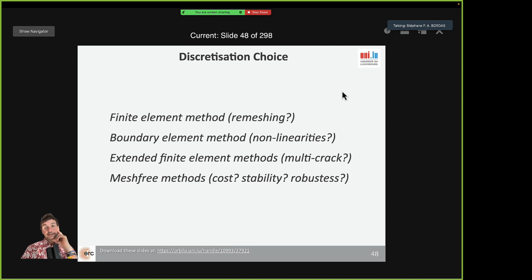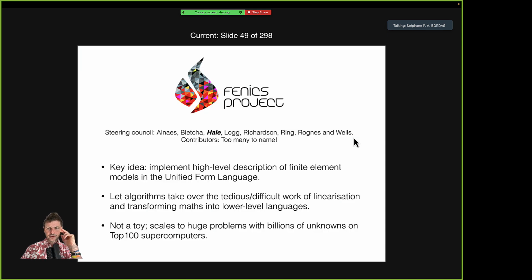Discretization choice, how do we select the discretization we need? So are we going to choose finite elements, which we know has problems with remeshing, boundary elements, which cannot handle nonlinearities very well, extended finite elements, which we know has difficulties for multiple cracks, or mesh-free methods, which we know has difficulties about cost, stability, and robustness. So all these things are not trivial, and it's important to think about these questions before we embark on choosing an approach.